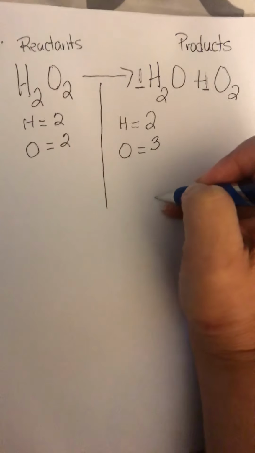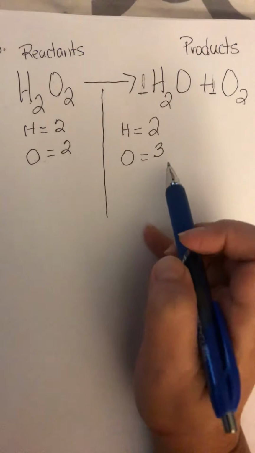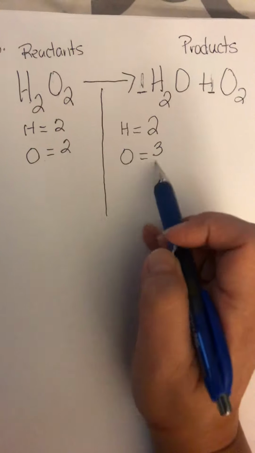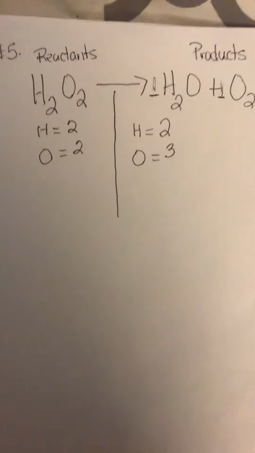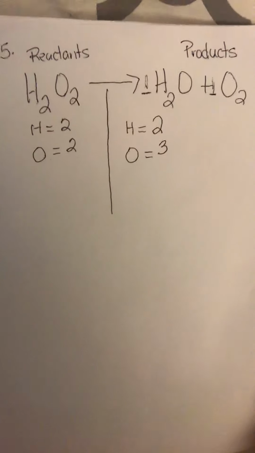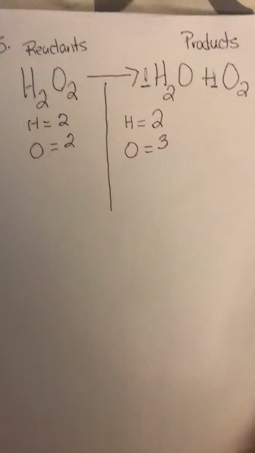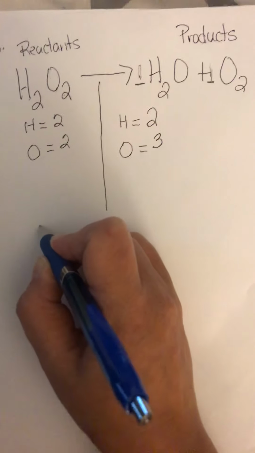Okay? So you can clearly see that my oxygen on my reactant side is not balanced with oxygen on my product side. Excuse me. So we need to fix that. So how could we do that? We're going to have to find a way to balance. And remember, I said you can change coefficients. So let's just try it.